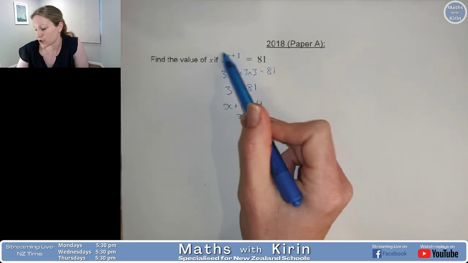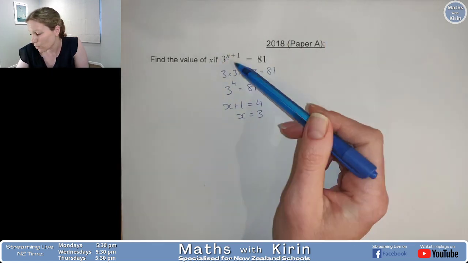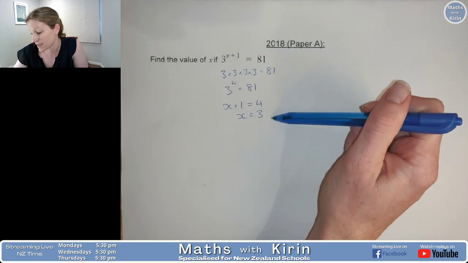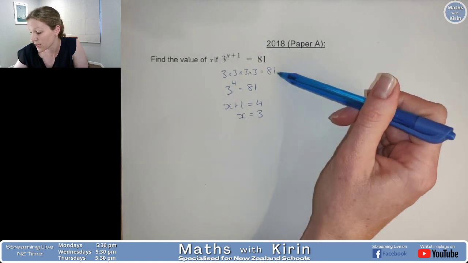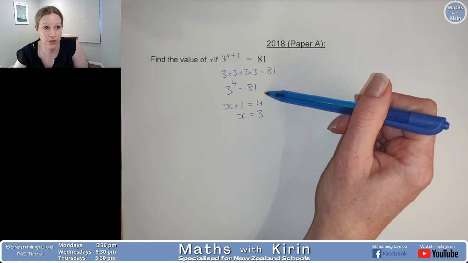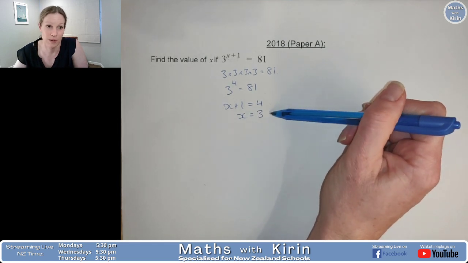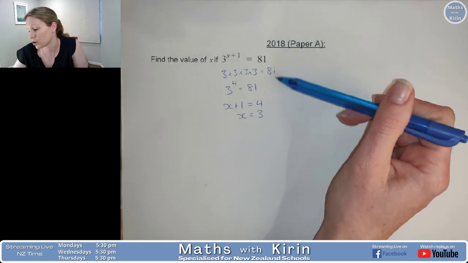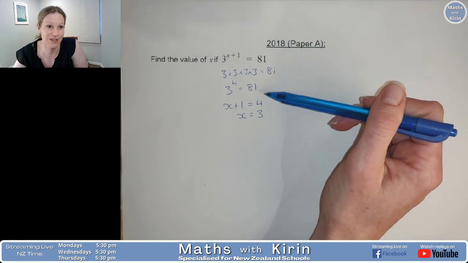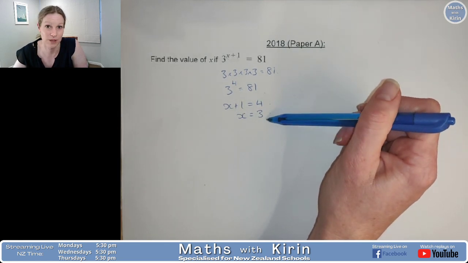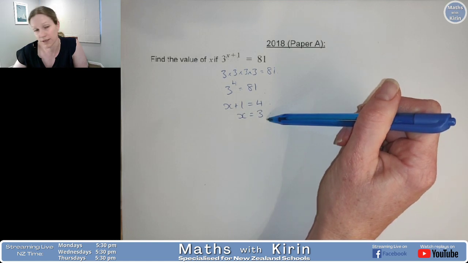Some of you might know that just by looking at this. What I suggest you do is still write out some working. You don't necessarily need this line, but it would be good to see 3 to the power of 4 is equal to 81, which means x plus 1 is equal to 4, which means x is equal to 3, because you want to show that you're not just doing some sort of guess and check, that you are using some algebraic procedures in order to get to the solution.